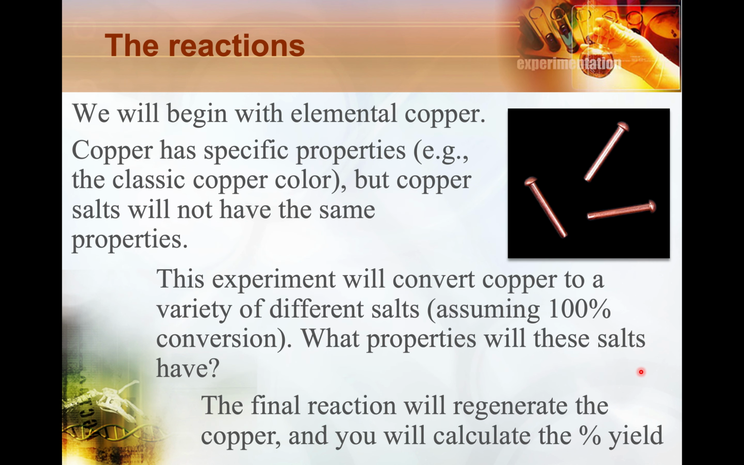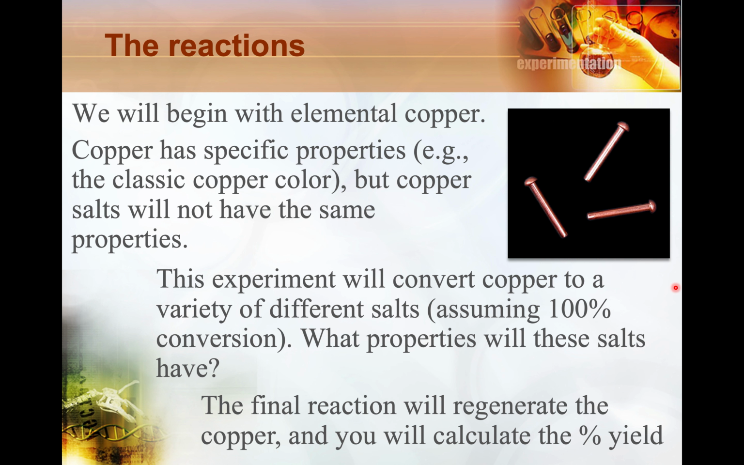So in this experiment, you'll begin with the elemental copper, and you'll be utilizing the properties of copper and its salts, not only for their reactions, but also for their purifications and then for their identification. For example, copper is a solid, not soluble in water, has that very distinctive copper color, but its different salts won't all be the same. They won't all have the same color, they won't all be soluble, they won't all react identically, and you're going to take advantage of that in this experiment.